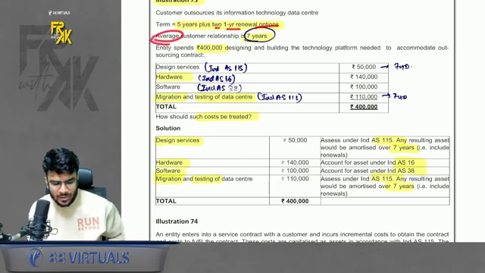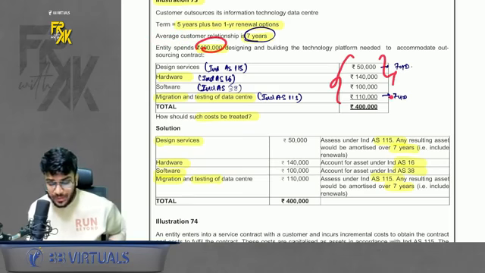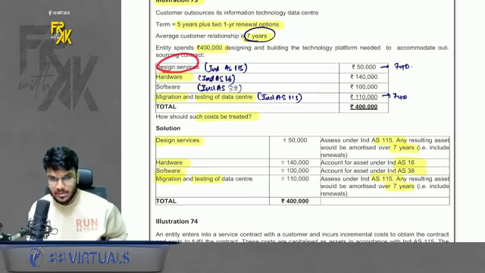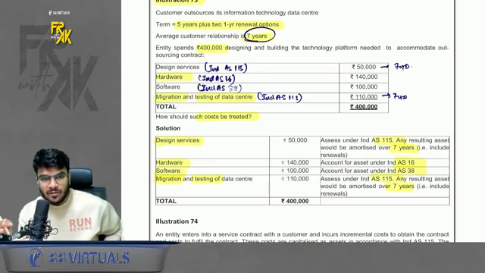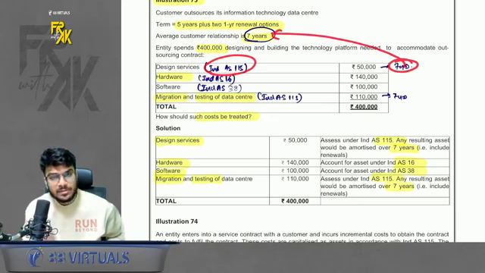So basically the average contract relationship is 7 years. We spend 4 lakhs. Now how are the 4 lakhs spent? See, design services. Are design services covered under any Ind AS? No. Cover under 115 and amortize over 7 years.